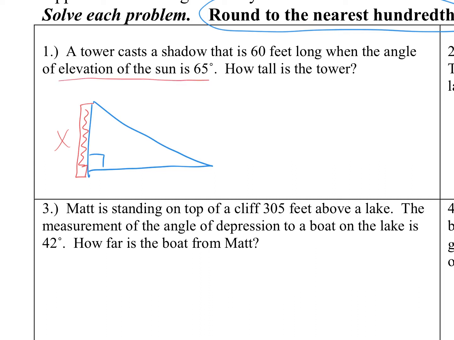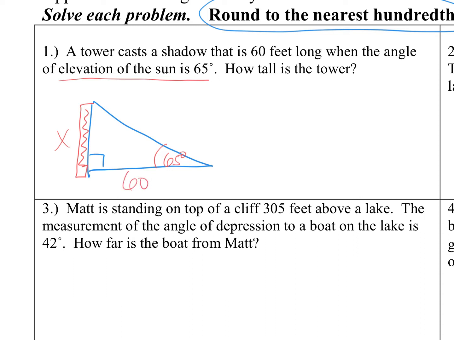So where are they telling me? Bottom right or top left? Bottom right. So 65 is here. So I have two pieces of information. I have another piece. This is where the tricky part is. The tower casts a shadow. Guys, if you're standing in the parking lot, where is the shadow? It's on the ground. So where does the 60 go? On the bottom, right here.